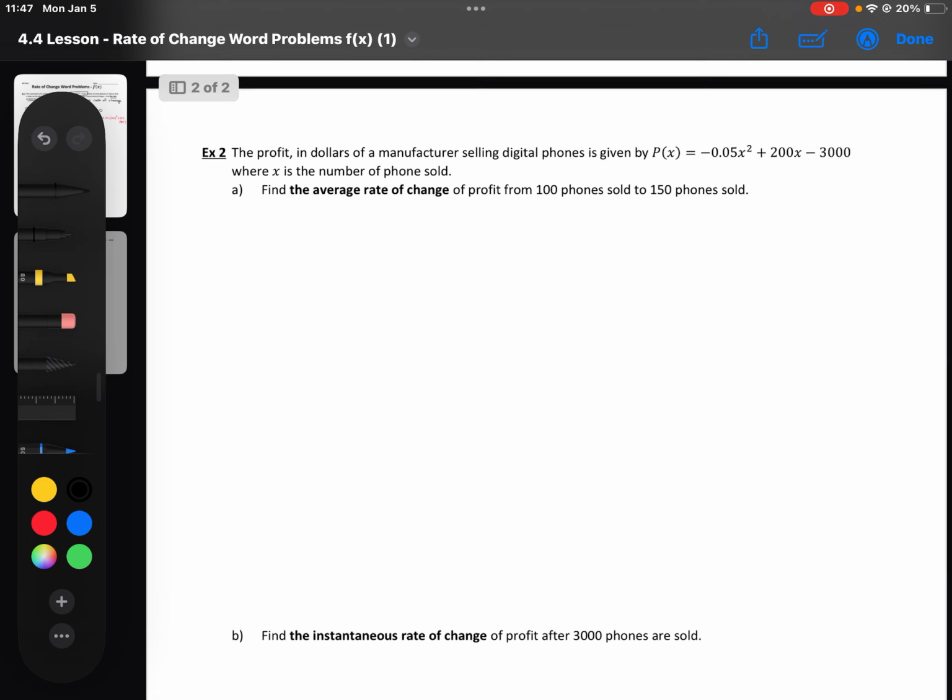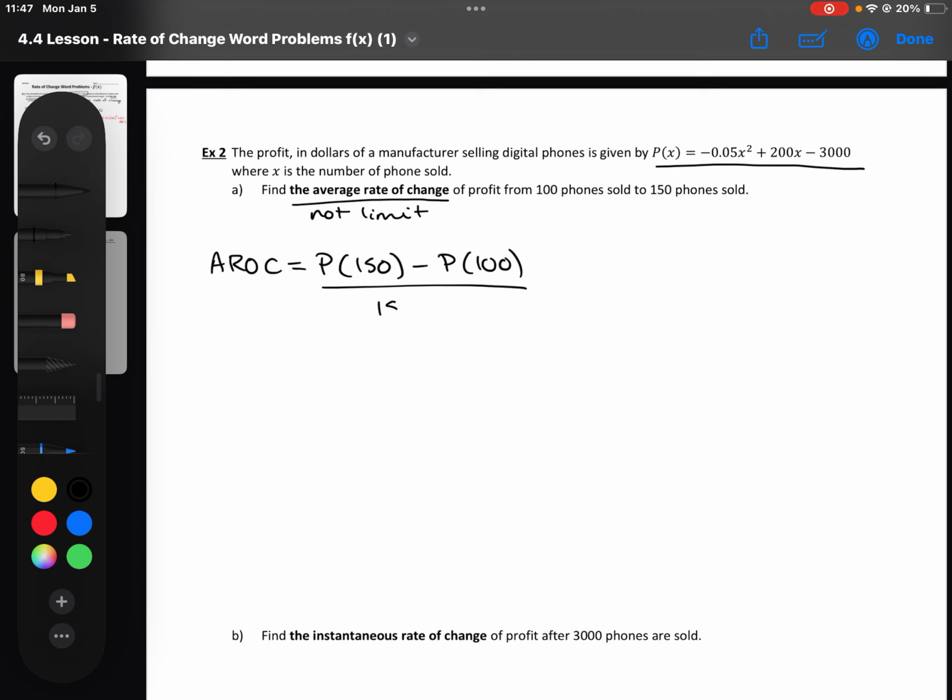So in the next example here, we're looking at the profit in dollars of a manufacturer selling digital phones, given by this function here, where x is the number of phones sold. Here we're looking for the average rate of change, so not the limit, of profit from 100 phones to 150 phones sold. So here we're looking for our average rate of change, which is our y2 value minus the y1 value all over x2 minus x1.